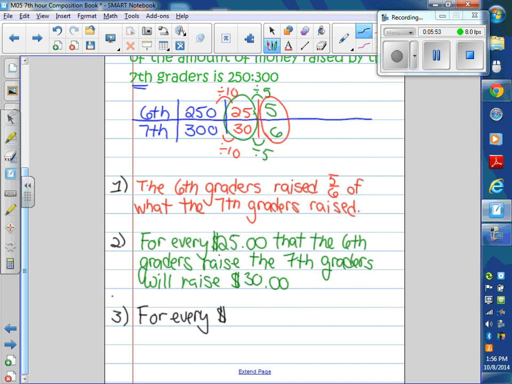Get these comparison statements down? Good job. The 6th graders raised, how much did the 7th graders raise? Did you guys hear what he said? For every $5, look what I'm doing, you guys. I'm looking at the number, and then I'm saying for every $5, who are we talking about? The 6th graders raise. Then I say the 7th graders, go back to where I started. It's like a little cycle. Raise $6.